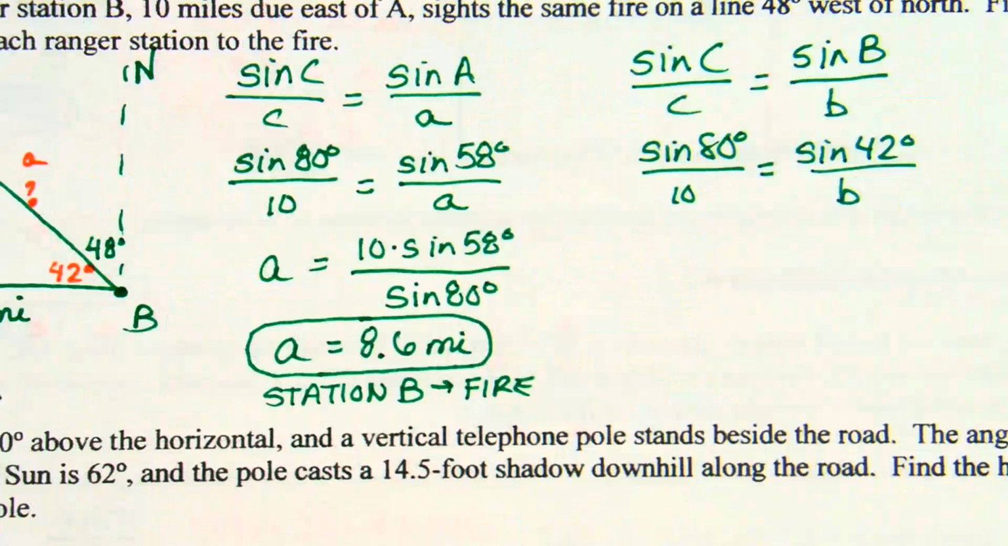And B, what is angle B? 42. Sine of 42 degrees over B. Probably not quick enough, but go ahead and do your cross products. So 10 times sine of 42, end up dividing by sine of 80. And you're going to put it in the calculator.